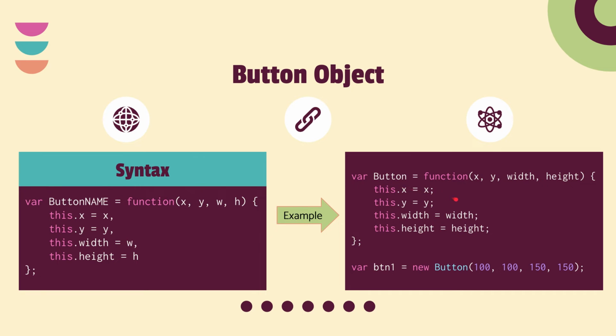And here's an example. We have our button. We have our button function constructor. Then we create a new variable called btn1 equals new button. So we're making a new object by saying new button. We're using the button template. And then we pass in our own values, which are 100, 100, 150, and 150.